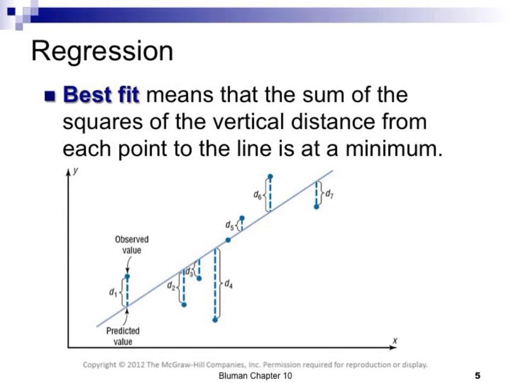Best fit means the sum of the squares of the vertical distance from each point to the line is at a minimum. So you try to run your line through the middle of the data so that there's about as much above it as there is below it.